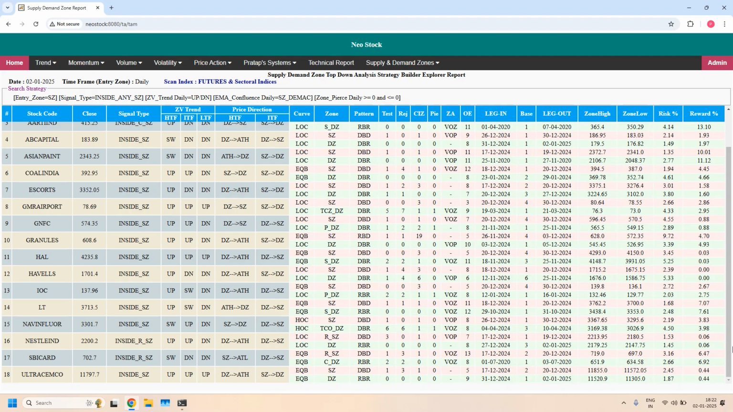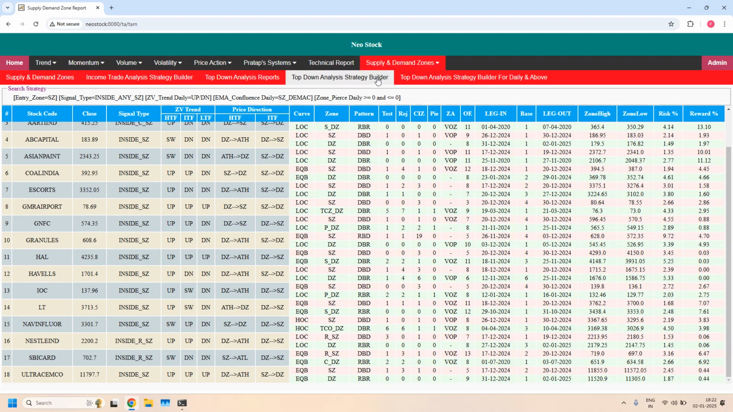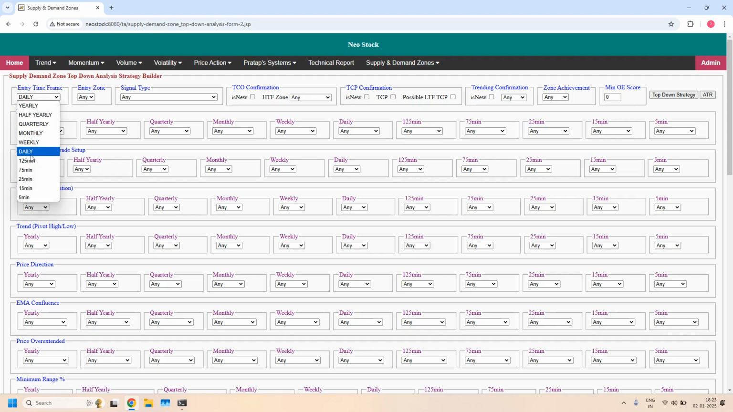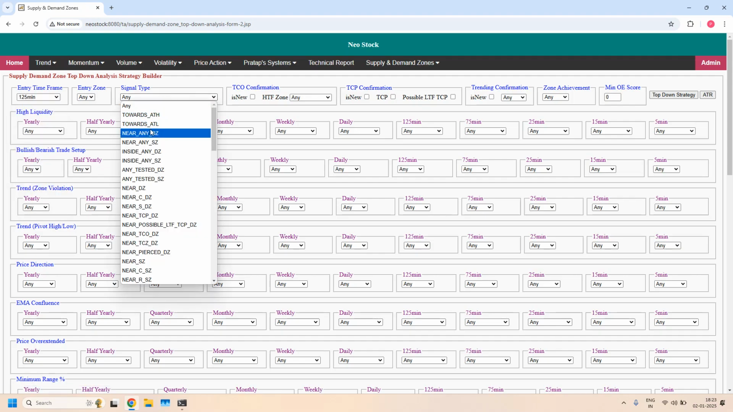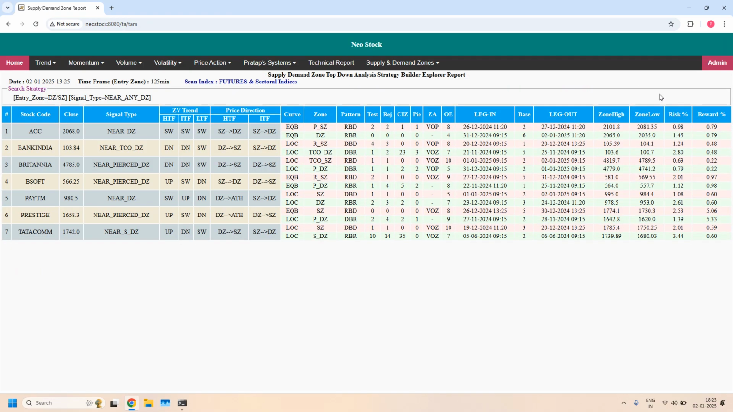So this is about the daily time frame. Now let's move on to the next time frame, 125 minutes. Stocks near 125 minutes demand zone. 7 stocks are filtered.